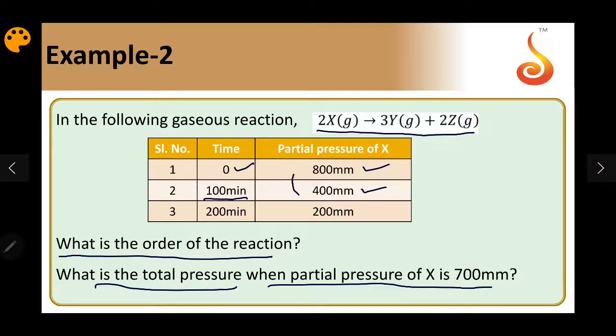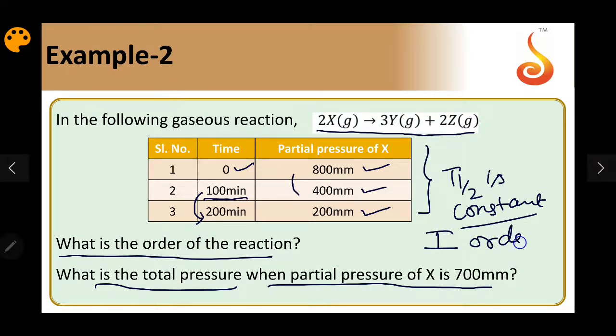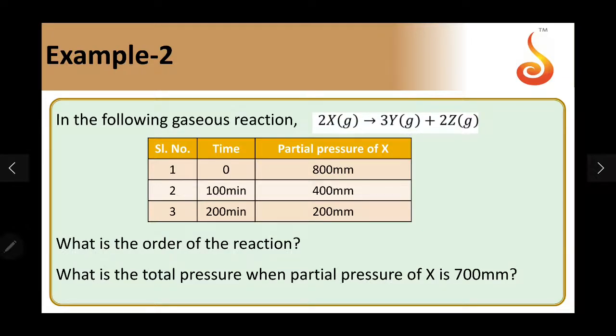Again another 100 minutes it has become half of it. That means 800 to 400 taking 100 minutes, 400 to 200 also taking 100 minutes. So half life is remaining constant. So t half is constant. That means it is first order. So by looking at the data only we can say the order of the reaction. The second part, we have to find the total pressure when the partial pressure of X is 700. We'll go to that solution.